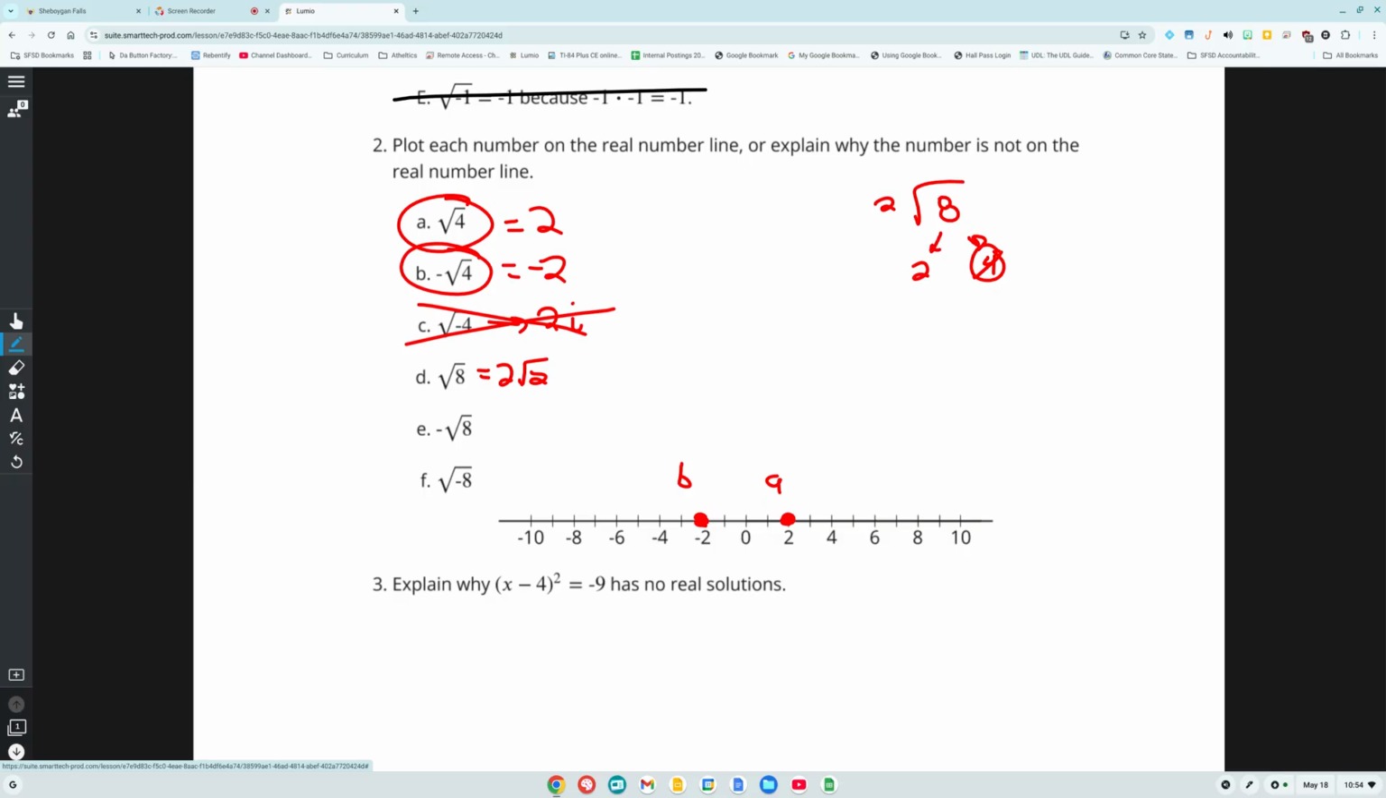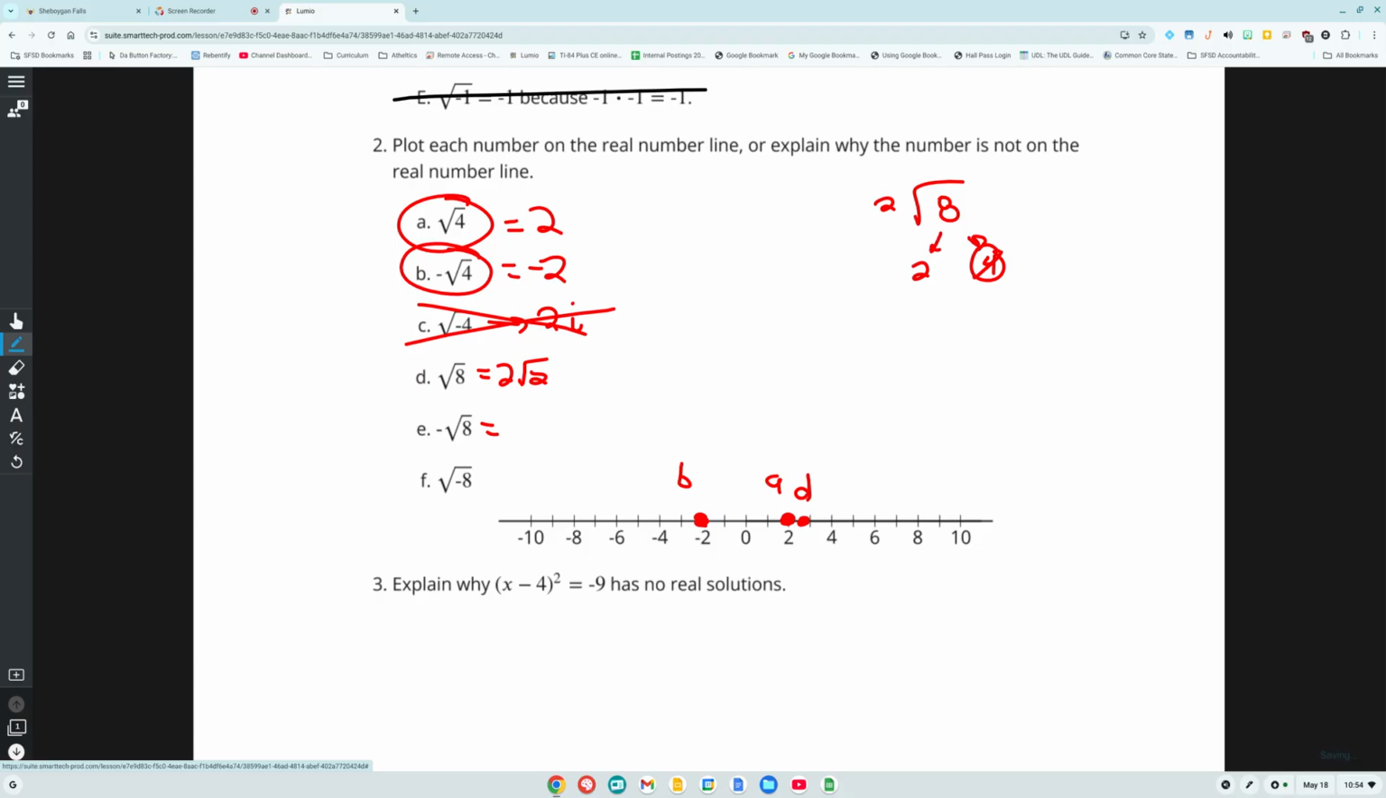The reason being is because I know that the square root of 9 is 3, and this is the square root of 8. So it's going to be somewhere like right in here. Don't know for sure, but it's going to be roughly there. When we're plotting these irrational numbers on the real number line, you kind of have to take a ballpark stab at it, and that's what we did here.